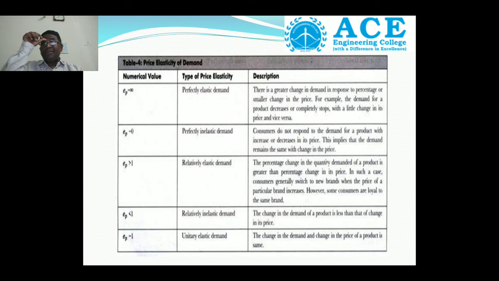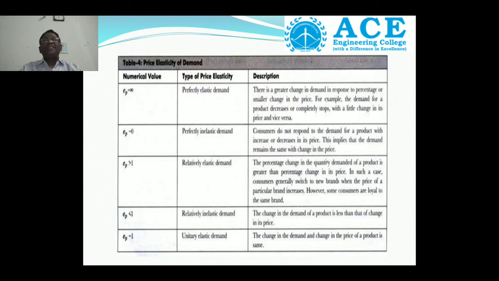So what we discussed: the meaning of price elasticity of demand, that is the definition. Then we discussed the determinants of price elasticity of demand. Then the price elasticity of demand formula. Then the types of price elasticity. Then the 5 types of price elasticities, their numerical values, their curve shapes and their description.